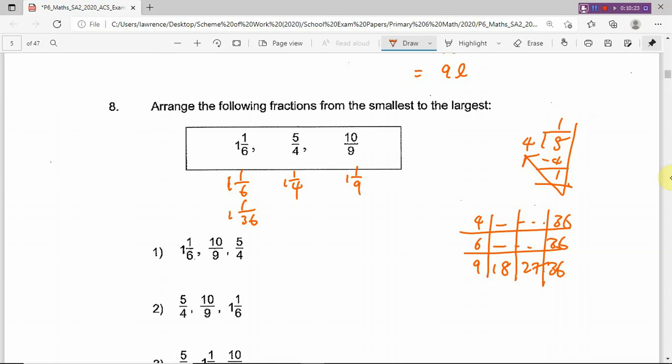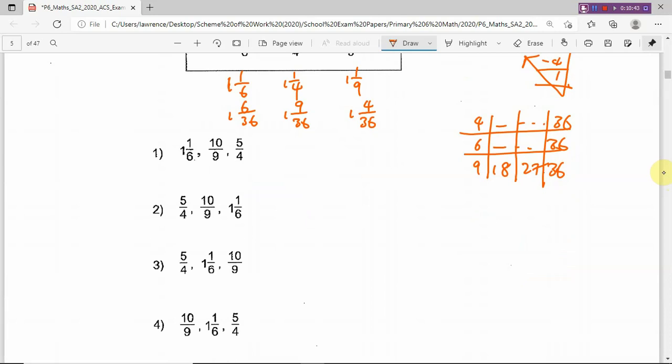6 times 6, 1 times 6. And then 4 times 9 and 1 times 9. Right? 4 times 9, 1 times 9. And then this will be 9 times 4 and 1 times 4. So now can you see which is the smallest? The smallest will be 10 over 9. Okay, so you have to start with 10 over 9, which is over here.